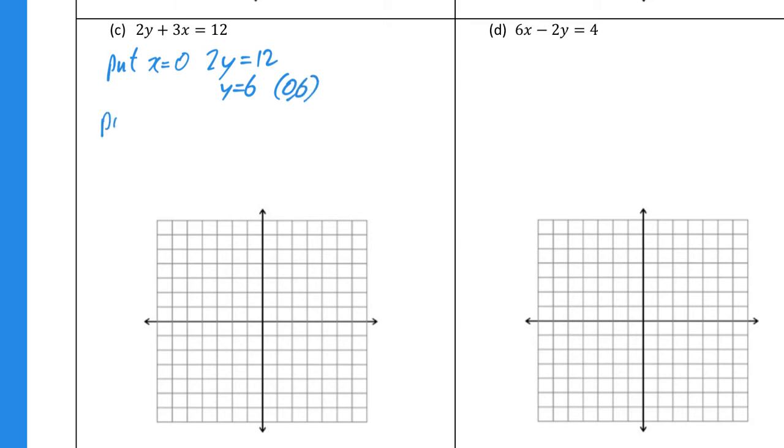I'd also say put y equal to 0, and then that means you're left with 3x equals 12, which means x is equal to 4. So that gives you the point (4, 0). We can then go on and draw our graph. So the y value is 6, so 1, 2, 3, 4, 5, 6. So 6, 5, 4, 3, 2.